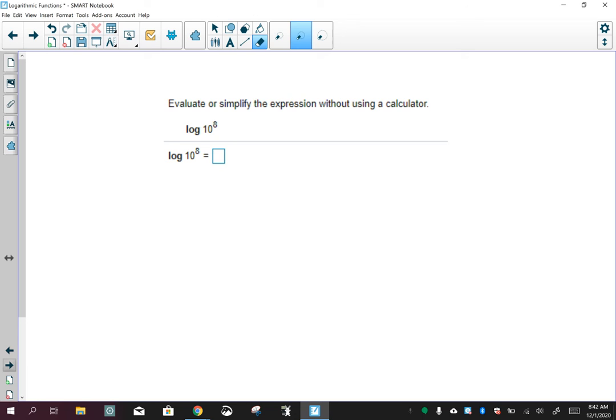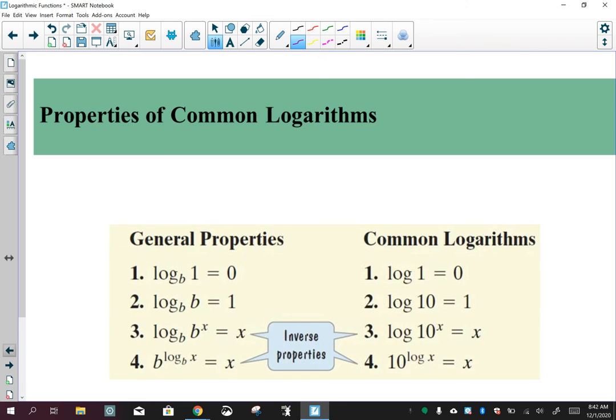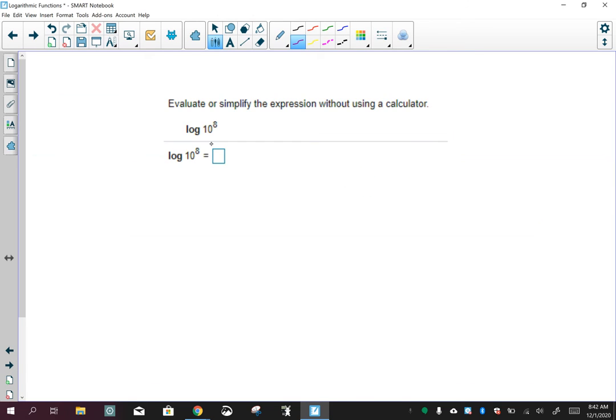So when I'm looking at this, notice that there's a 10. Go back to your properties. When you see all these things sitting right here, notice that number 3. Remember, that's the same thing as saying log base 10 of 10^x will equal x. So when I'm looking at this one, remember that is log base 10 of 10^8, which means my answer is simply going to be 8, and that is what's going to go in that little box right there. Okay?